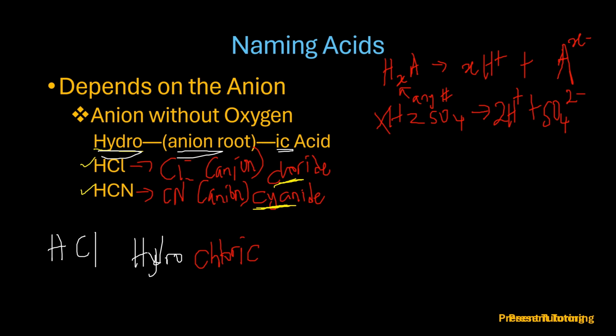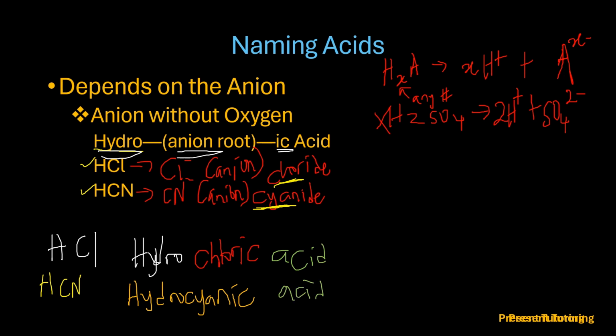If you have HCN, then we can say the name is hydro, anion root, ic acid. Let's give that one a try. So it's going to be hydrocyanic acid. And both of these things are acids. That's how you name acids for anions that do not contain an oxygen.